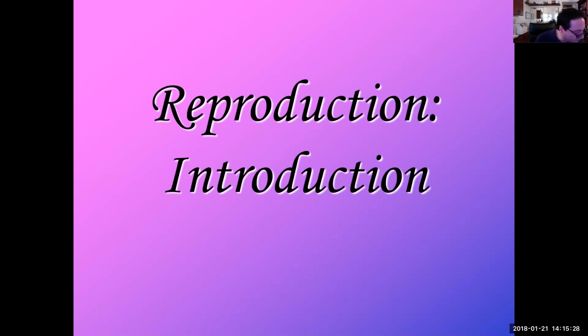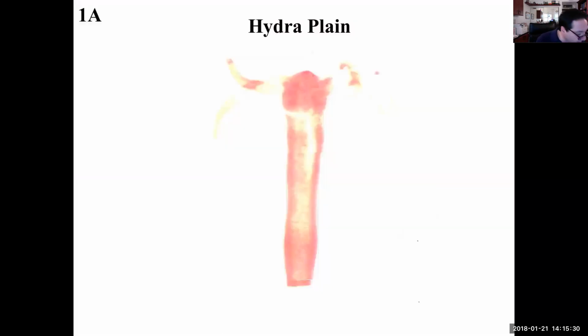Okay, so reproduction is the creation of new individuals from existing ones. And there are two ways in which animals reproduce, sexual and asexual. With asexual reproduction, we have the creation of offspring whose genes all come from one parent without the fusion of egg and sperm. So you get genetically identical offspring, and only mitosis is involved.